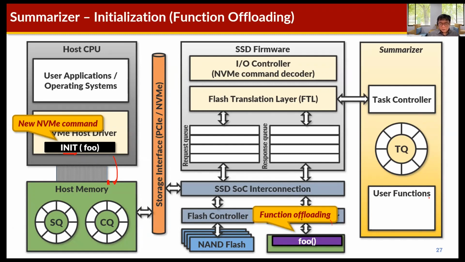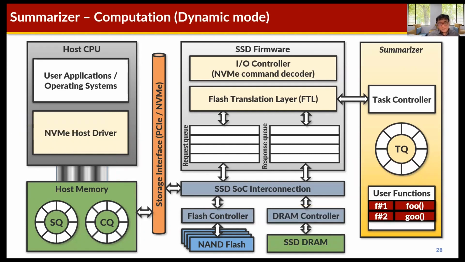The function is offloaded by this new NVMe command, and then this offloaded function is registered in the summarizer. The function is registered, and the summarizer also manages the pointer for this offloaded user function. This is the initialization step of the summarizer. Then comes the data processing framework. Let's see how the data processing is performed by the summarizer.